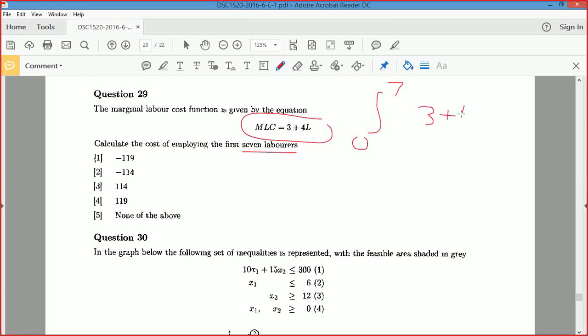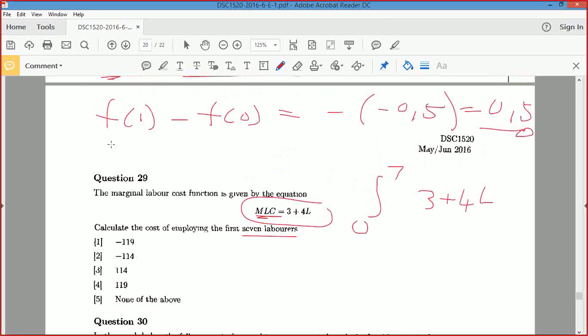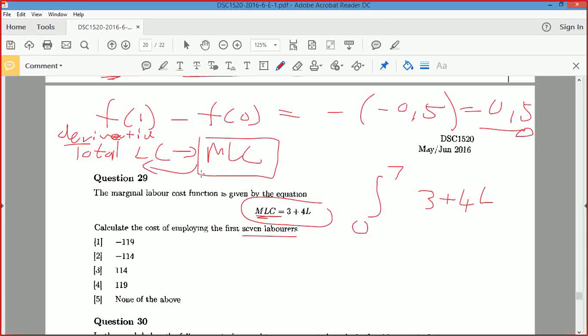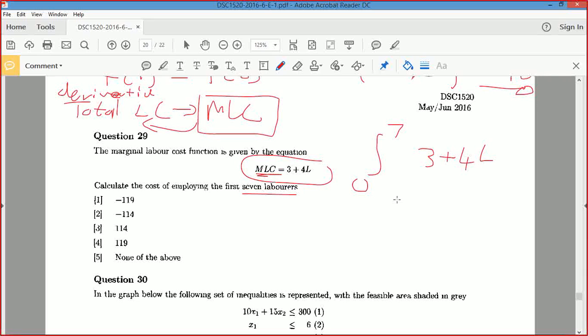Okay, 3 plus 4L. Because remember, marginal. Now I'm going backwards. Remember we spoke about total labor cost. If I get the derivative of total labor cost, that gives me marginal labor costs. So the integral of marginal labor costs will give you total costs. So you're integrating 3 plus 4L. That's what I'm doing.